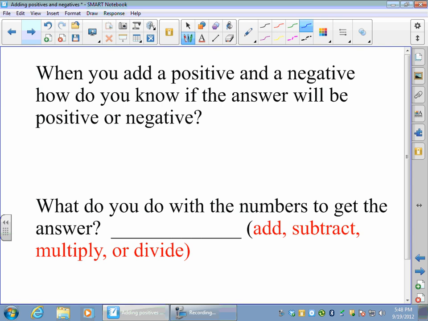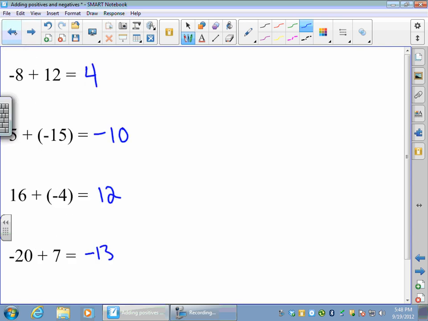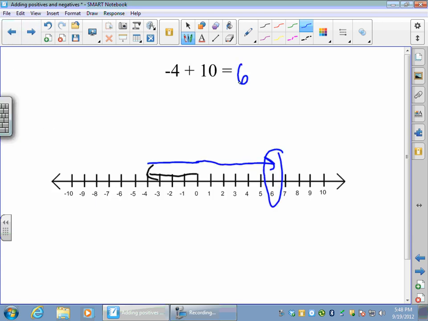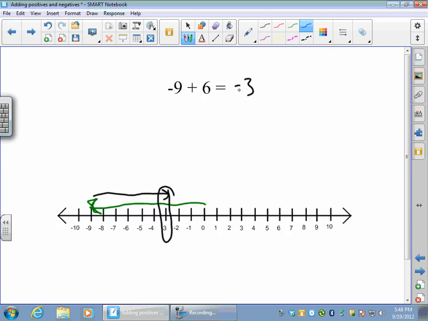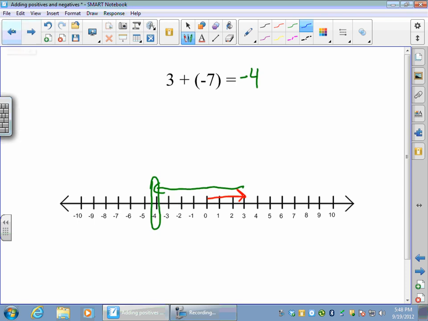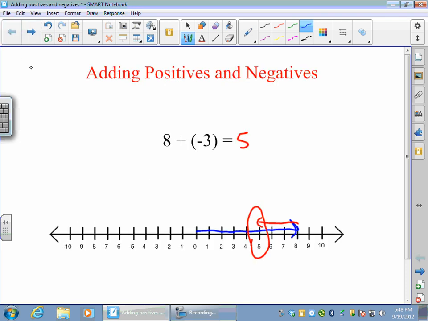So the first part, when you add a positive and a negative, how do you know if the answer will be positive or negative? Right? Before, it was always the same. They were always positive, always negative. Now notice some of these are positive, some of them are negative. Well, how do you know when your answer is going to be positive and when your answer is going to be negative? Take a guess, and then I will show you.